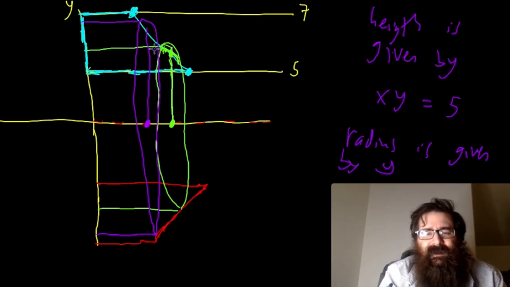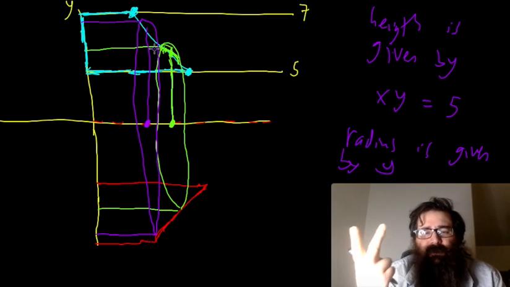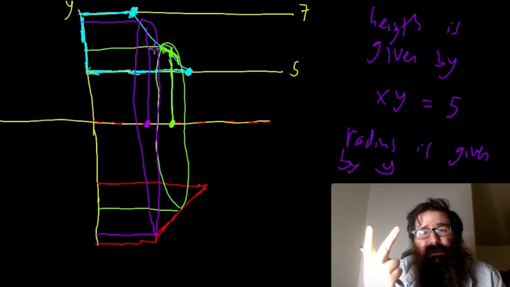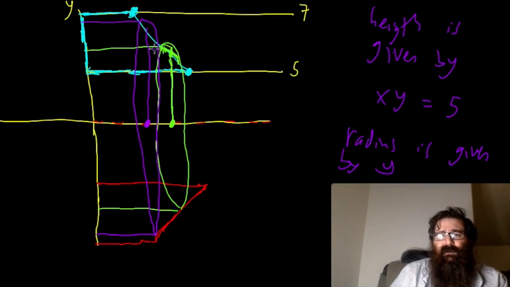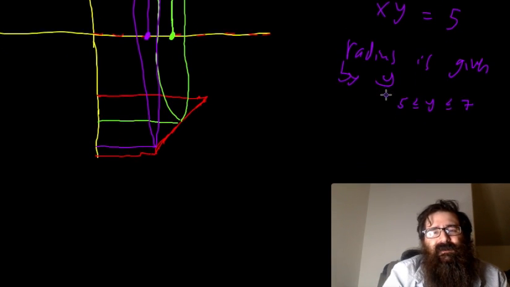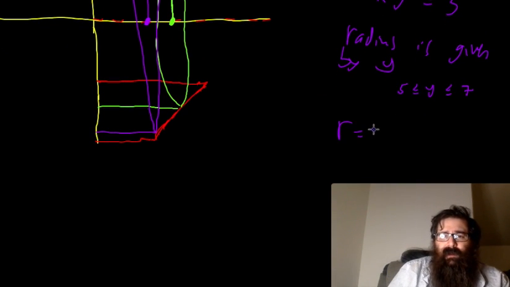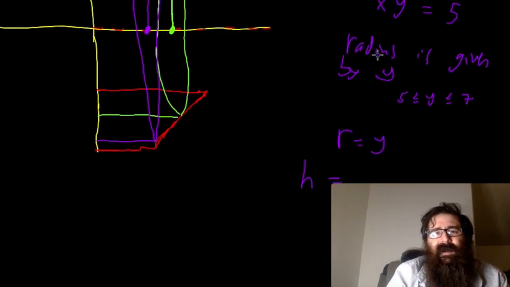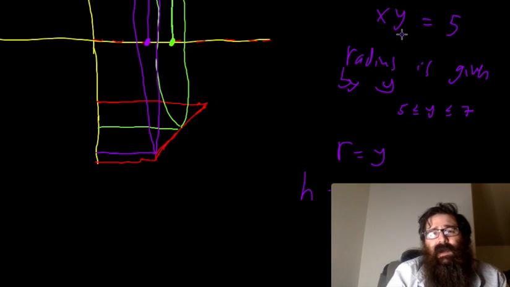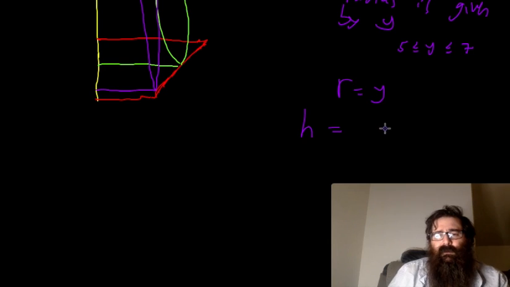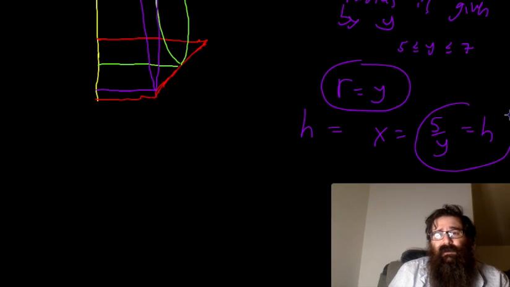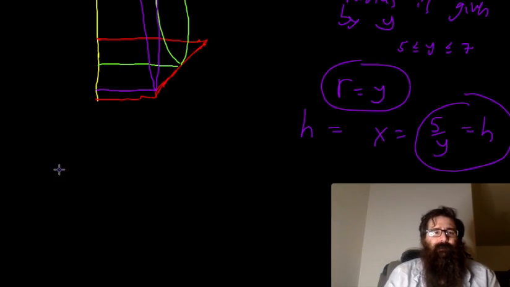So right away we get an idea as to how we're integrating, what the bounds of integration should be, and this also tells me how I should be solving my function. Since the radius is given as y, and y is from 5 to 7, then the height, my function xy equals 5, I should solve as a function of y. So I've got to solve it for x in this case. We divide by y, so x is 5 divided by y for the height. So we have radius is y, height is 5 divided by y, and we can set up our integral.